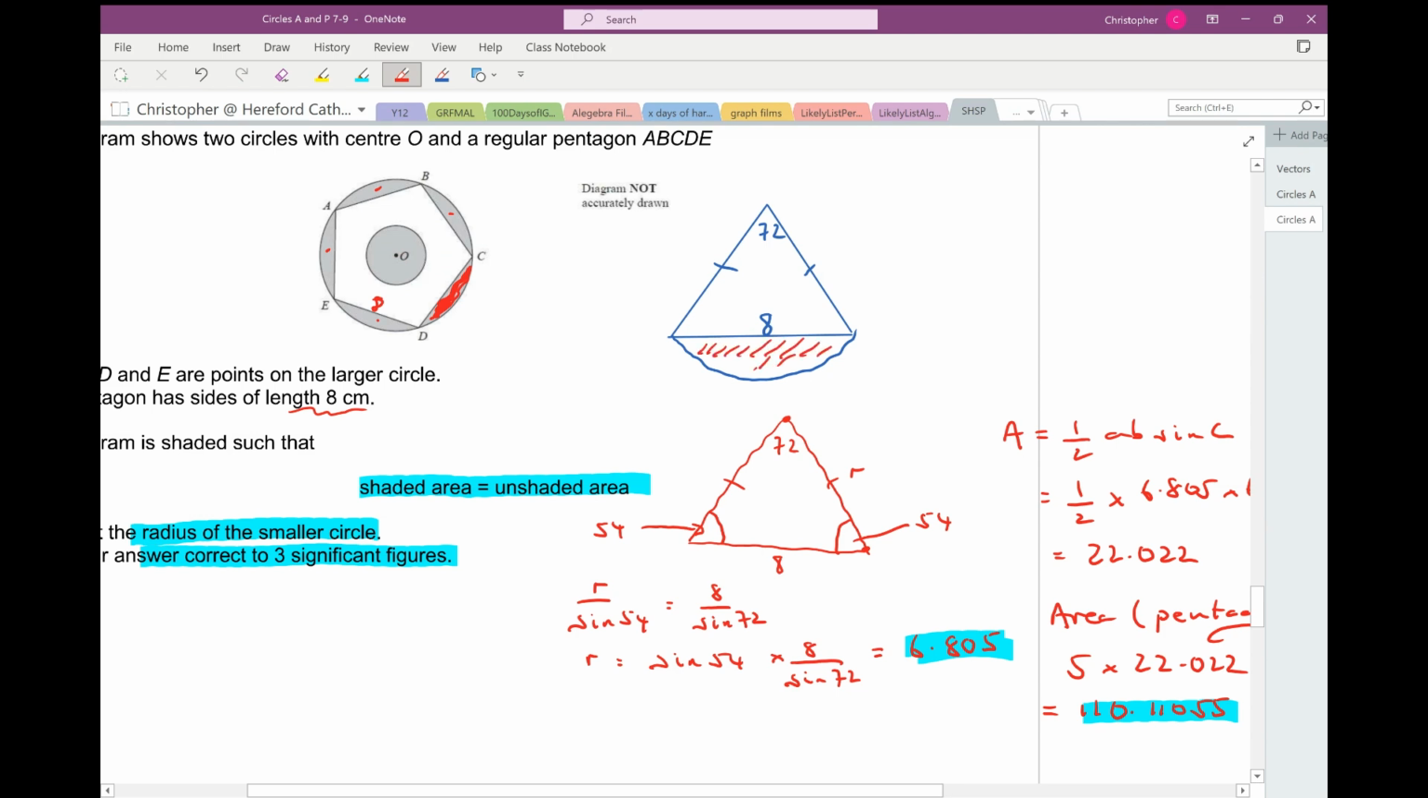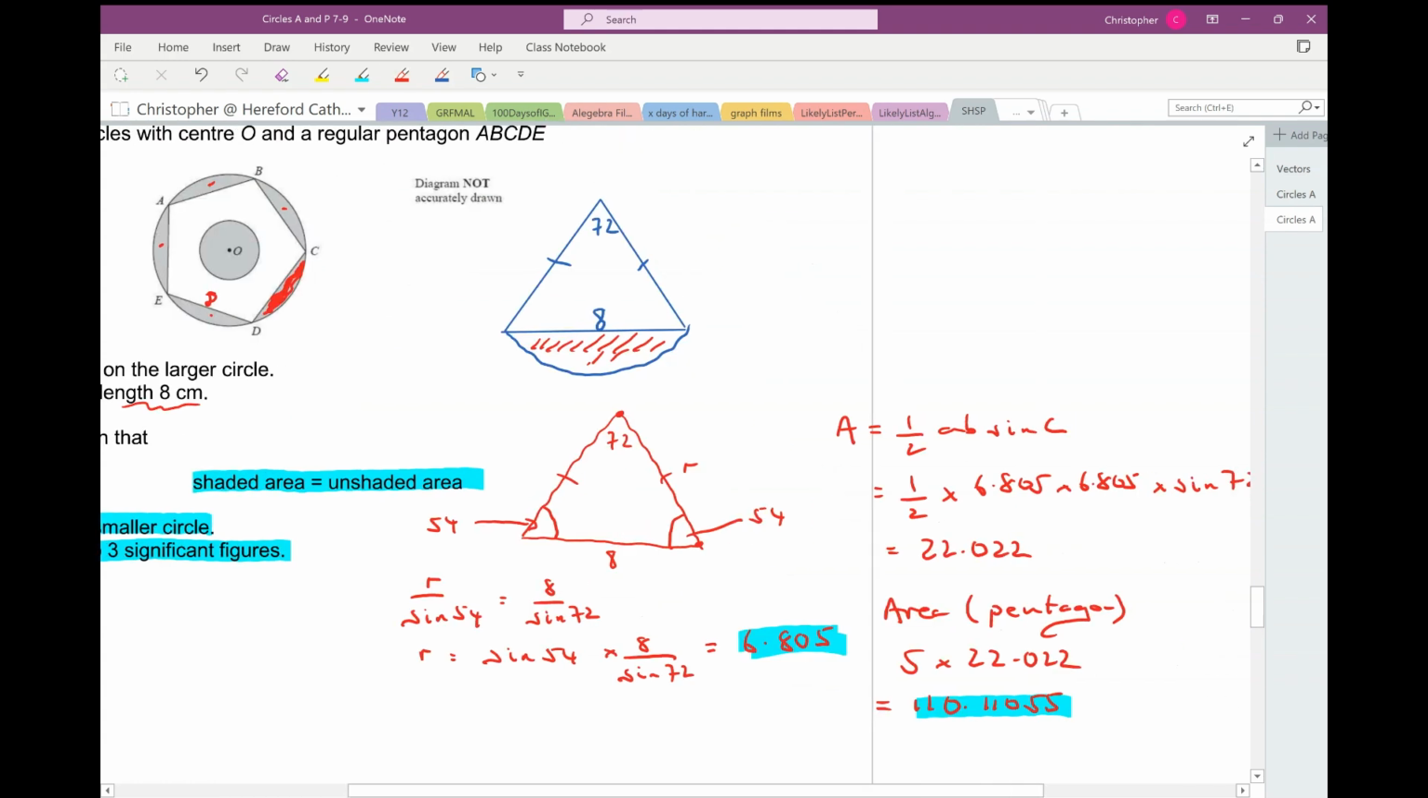Well, that area is just the area of the sector of the circle, subtract the area of the triangle. So that area, the red area here, is going to be the area of a fifth of the circle, so pi times the radius squared over 5, that's a fifth of the circle. Subtract the area of that triangle. Well, I already know the area of the triangle is 22.022. So the area of one of those little slices is 7.074. So the area of 5 of those slices is obviously 5 times that.